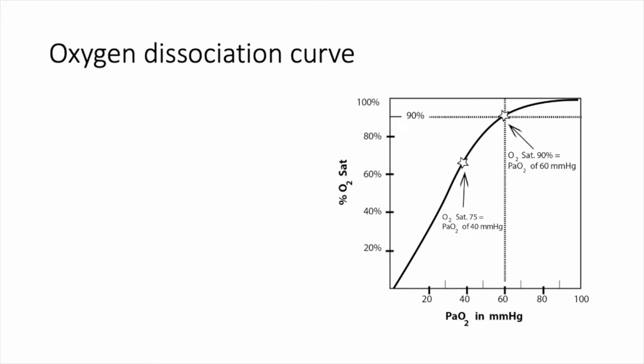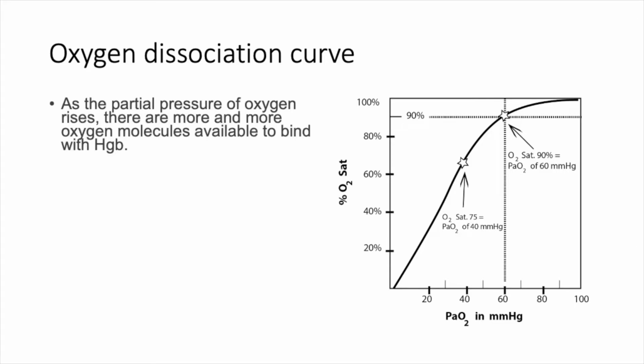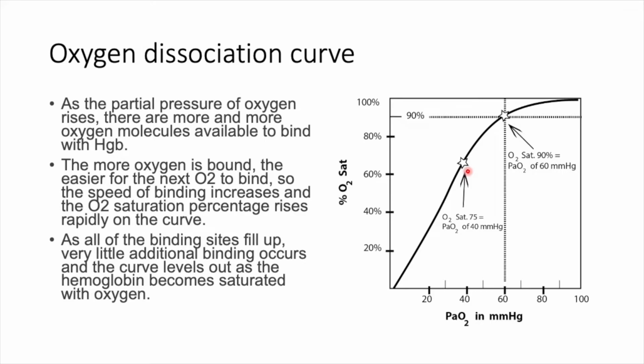Let us look into the oxygen dissociation curve in a bit more detail. As the partial pressure of oxygen rises, that is the PaO2 rises, affinity for oxygen molecule to hemoglobin increases. The more oxygen is bound, it is easier for the next oxygen molecule to bind. So the speed of binding increases and the oxygen saturation percentage rises rapidly. So here you can see that as the PaO2 increases, the curve rapidly rises. And at around 60, it reaches 90.